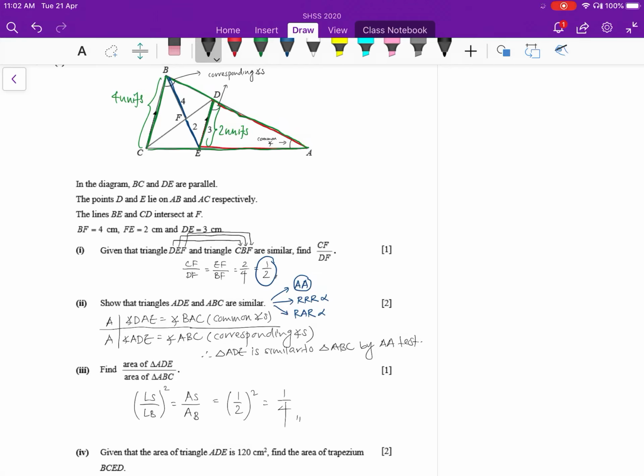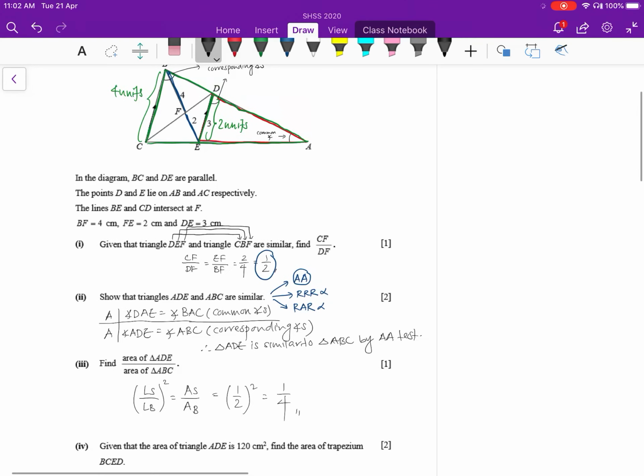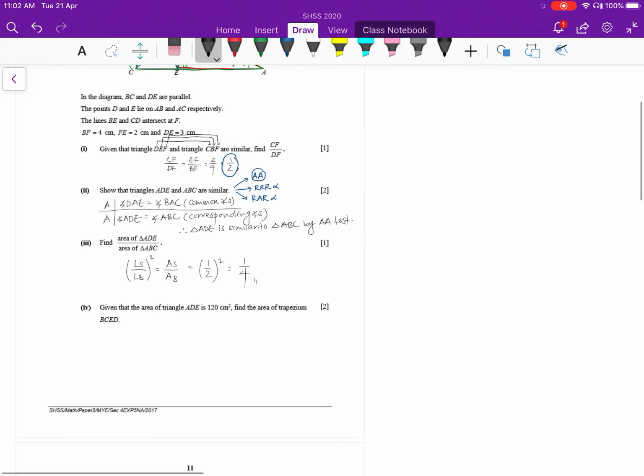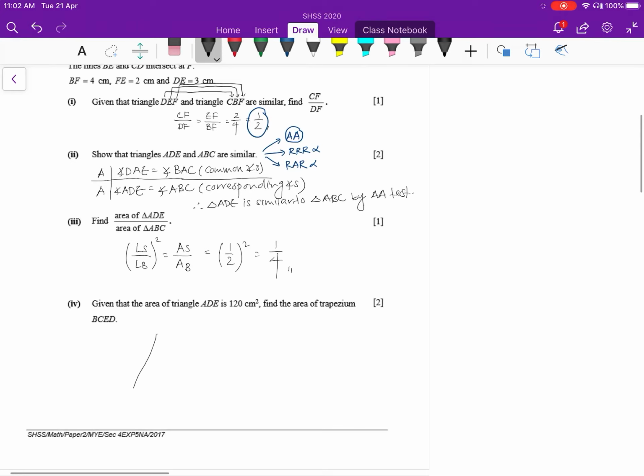Given that the area of triangle ADE is 120, find the area of the trapezium ABCD. I'm going to draw the triangle out.